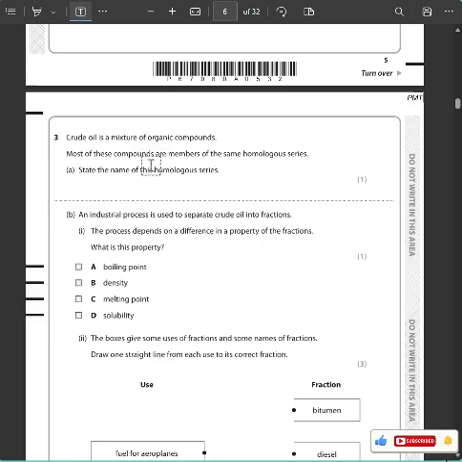The third one. Crude oil is a mixture of organic compounds. Most of the compounds are members of the same homologous series. State the name of this homologous series.